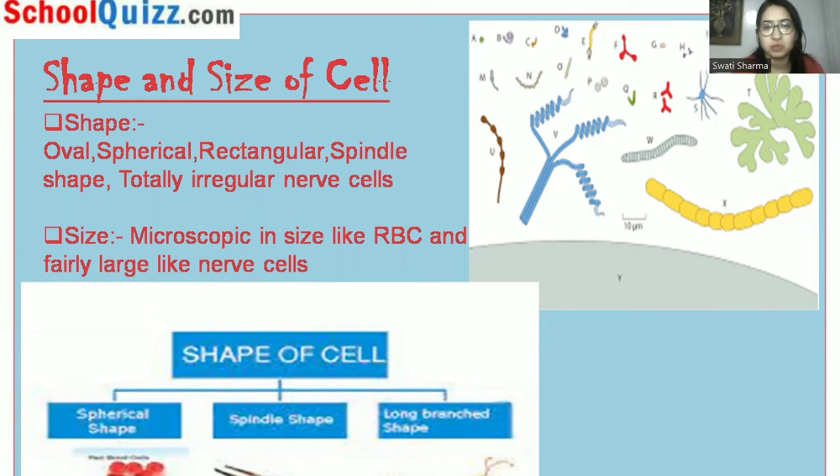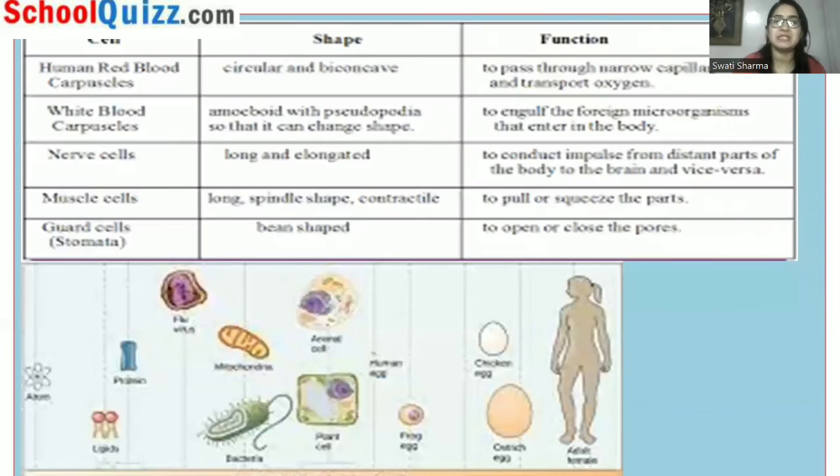Okay. So next comes what are the functions of these cells in our body. Human red blood cells are circular and biconcave in shape, and they help to pass through narrow capillaries and transport oxygen. So the transportation of oxygen is basically done with the help of red blood cells.